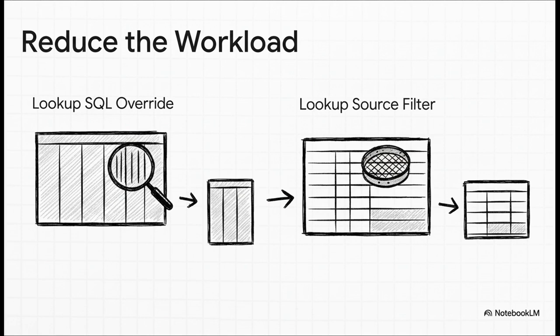The first two are just plain common sense. Don't make the database do more work than it has to. Instead of letting Informatica do a select star from a giant table, use the SQL override to grab only the 2 or 3 columns you actually need. And if you only care about active customers, use the source filter to add a where status equals active clause. Don't scan the whole table if you don't have to.